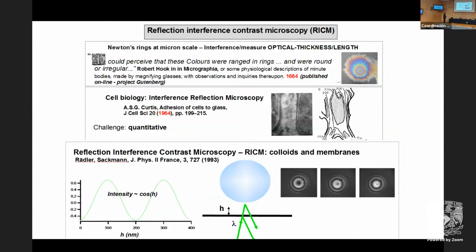Eric Sackmann had a different idea. He said, okay, let's forget cells. Let's use this technique to look at objects which are simpler optically. So beads, or we will see also liposomes. So this is just a bead.